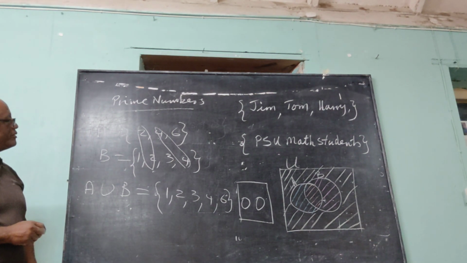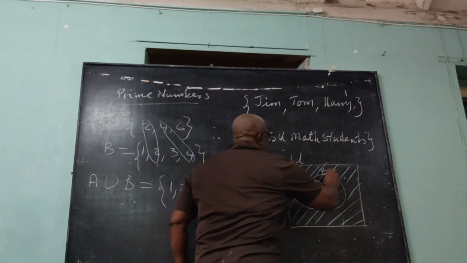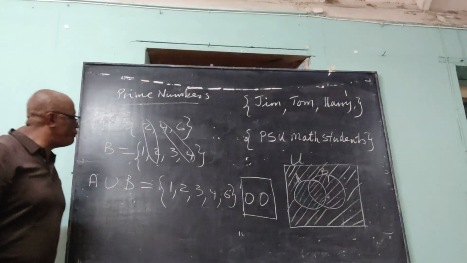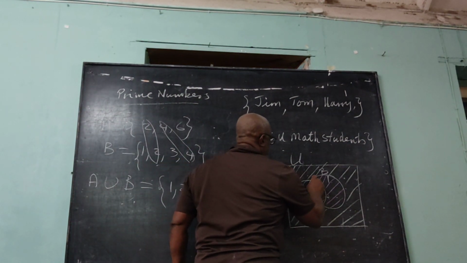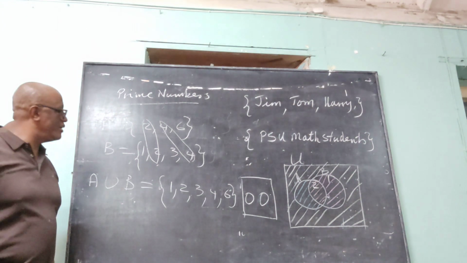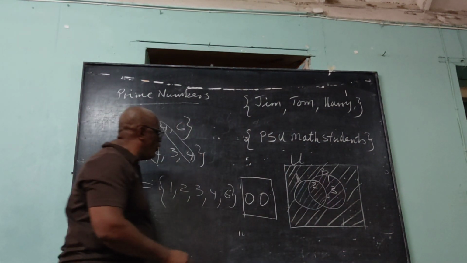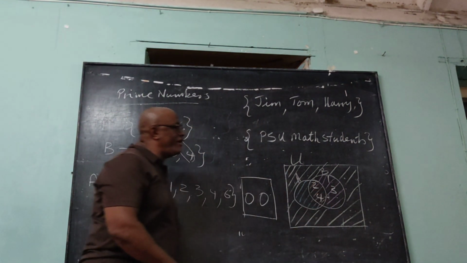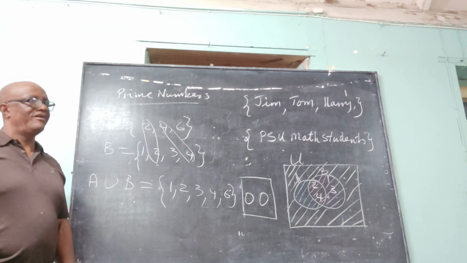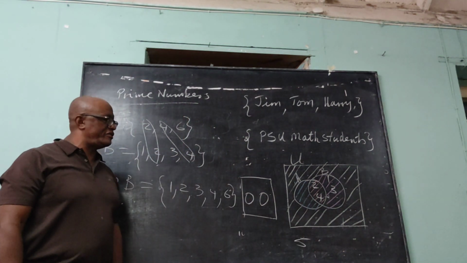B only. Yes. So I put it somewhere in this region, right? Where to put 2? Yeah, intersection. A and B. Where to put 3? B only. Where to put 4? Intersection. Yes. Where to put 5? Outside. If you tell me outside, I put it outside.